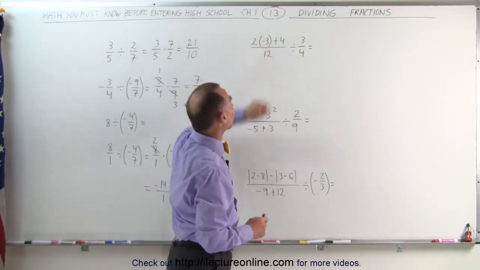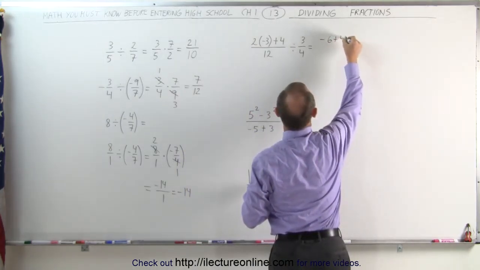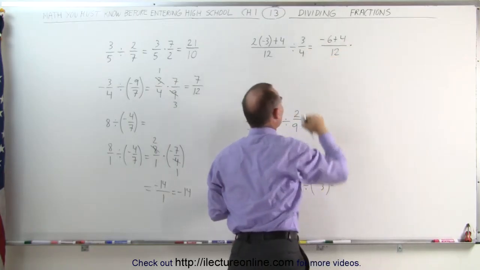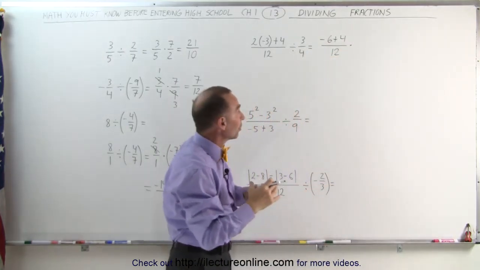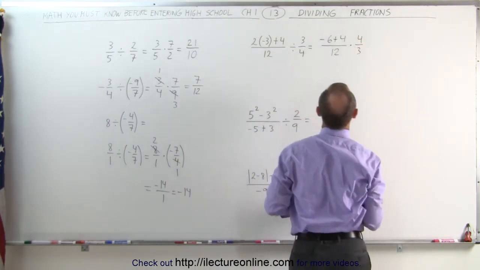Notice we have a 2 times a negative 3, that becomes a negative 6, plus 4 divided by 12. Now we're going to multiply this times the inverse of this fraction. Remember, dividing is the same as multiplying by the inverse. That's multiplied times 4 divided by 3.